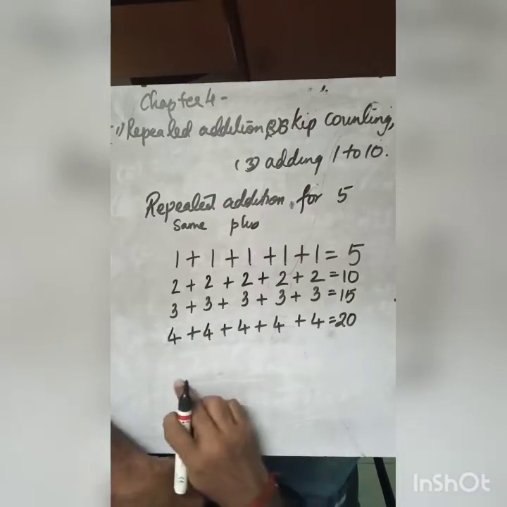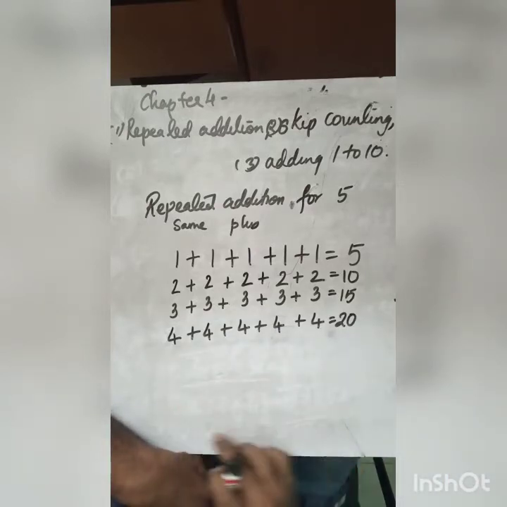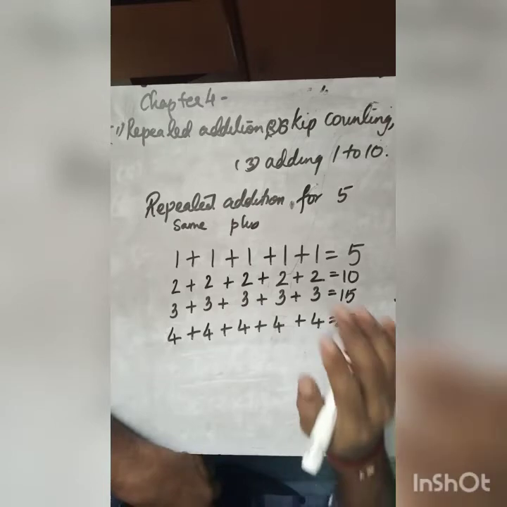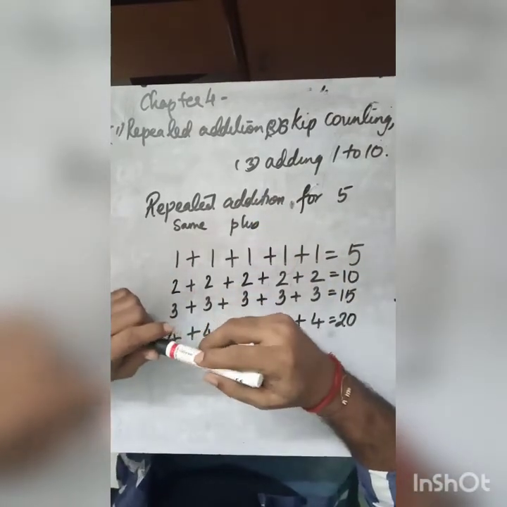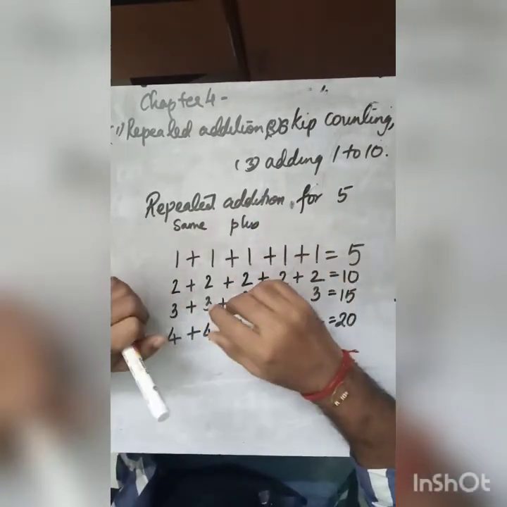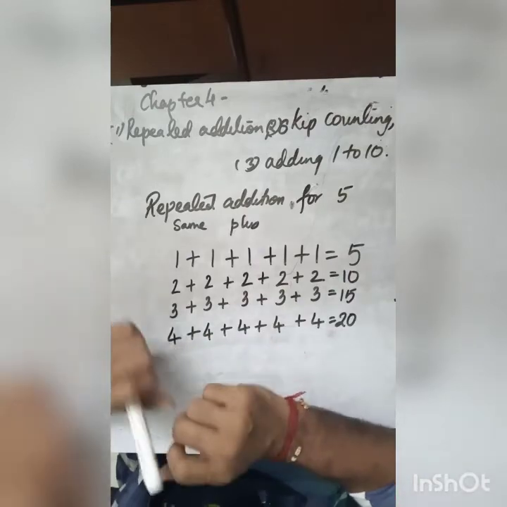Iske baad 5 aayega, 6 aayega, 7 aayega, 8 aayega, 9 aayega, 10 aayega. So I want you people to please practice this so that you know about it. Again, at least practice till 10.